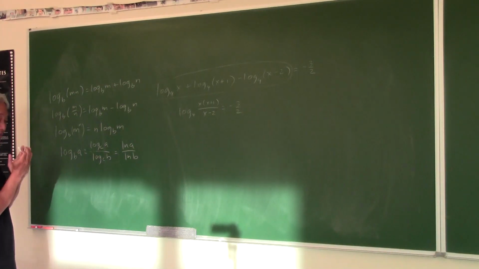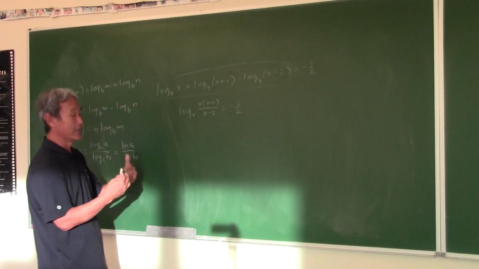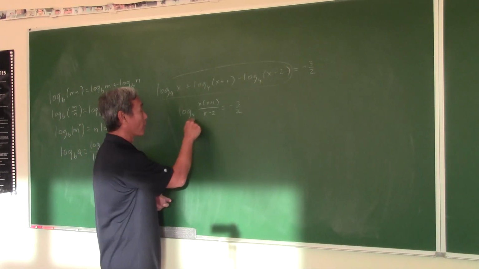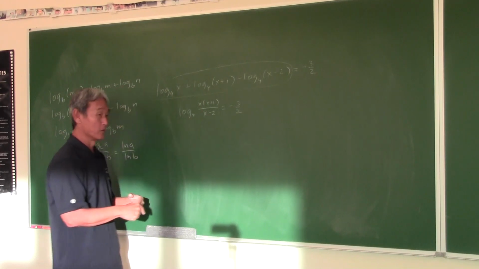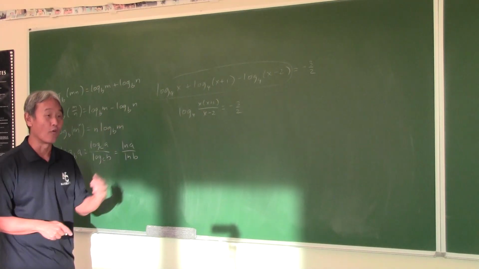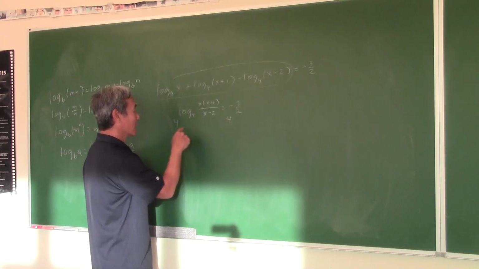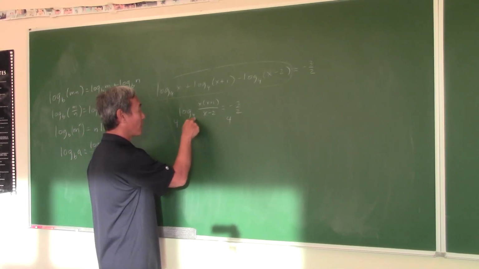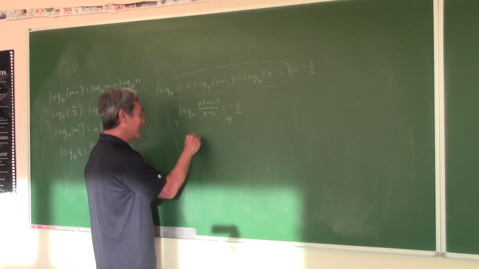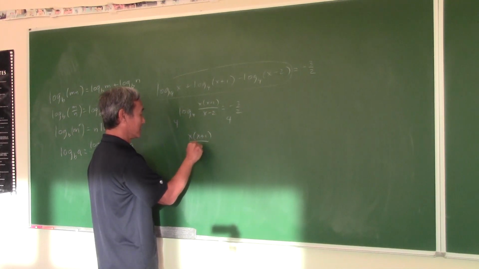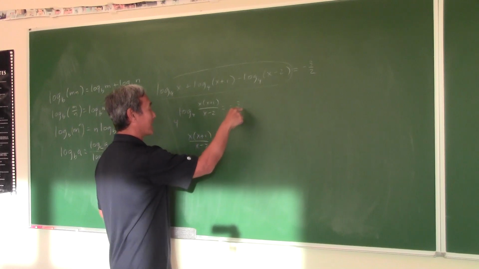The reason why you want just one logarithm is now you can either change it to exponential form, right? 4 to this equals that. Or, what did I just teach you? You 4 both sides, right? So if I 4 both sides, 4 to the log base 4 of eel is eel. And what is 4 to the negative 3 halves?